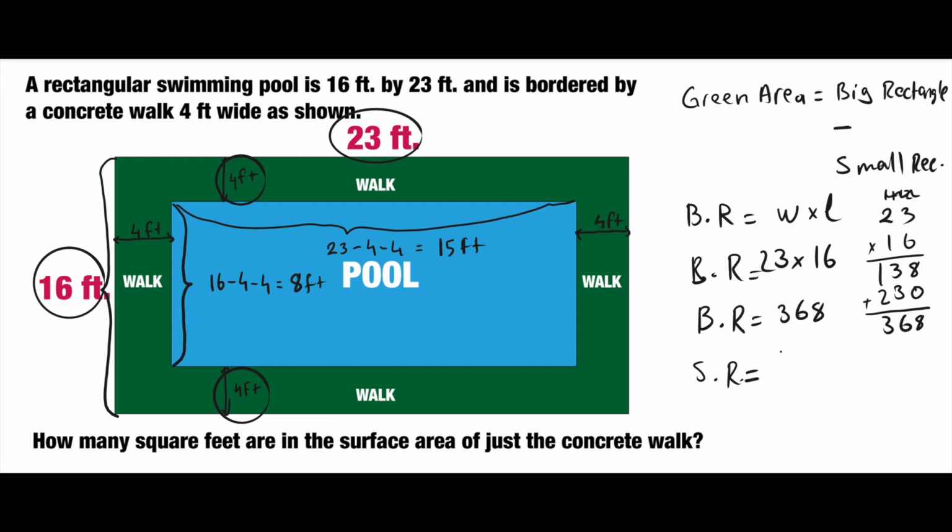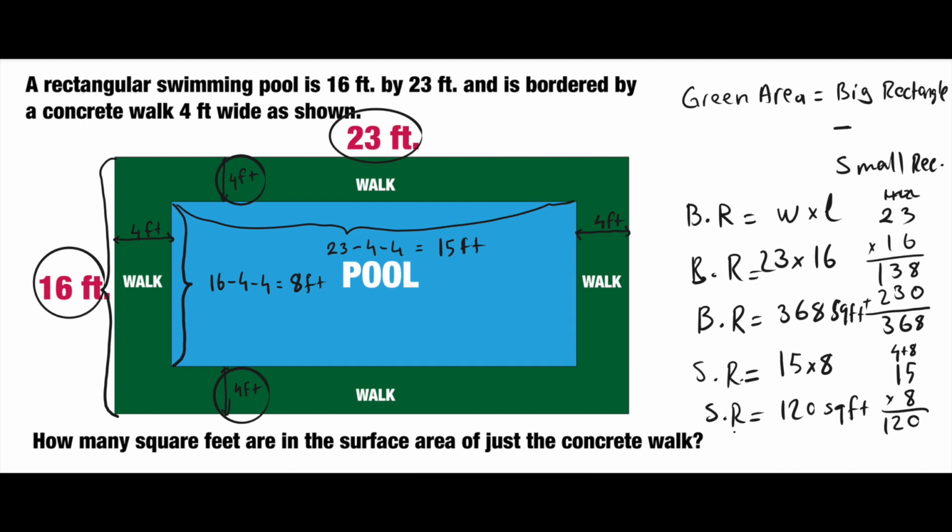So the small rectangle, now we can calculate. It's going to be 15 times 8. 8 times 5, 40, 4 carry over. 8 times 1 is 8, plus 4 is 12, 120. So the small rectangle is equal to 120 square feet, and the big rectangle is 368 square feet.